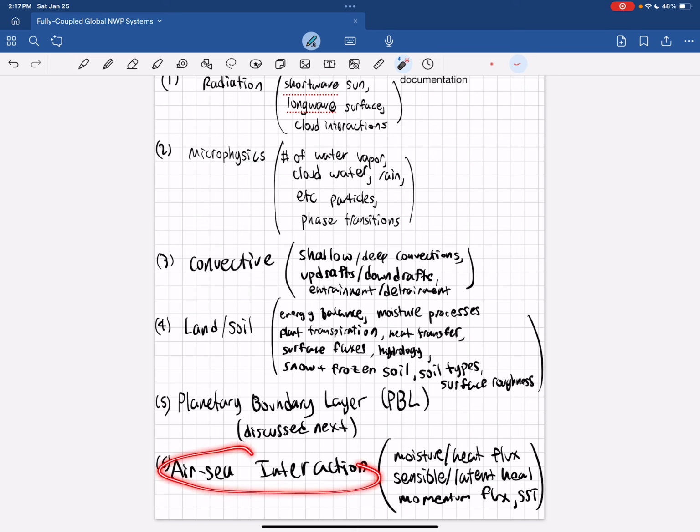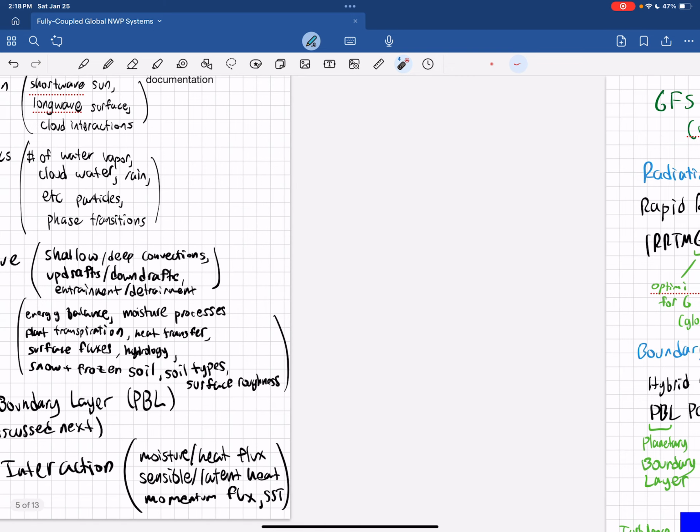Air-sea interaction would be moisture and heat flux between the ocean and the atmosphere, and vice versa, and then sensible and latent heat flux, which is important for clouds and also heating and everything. Also kind of related to this is radiation, and also momentum flux, like wind stress, and also sea surface temperature can be provided as a boundary condition.